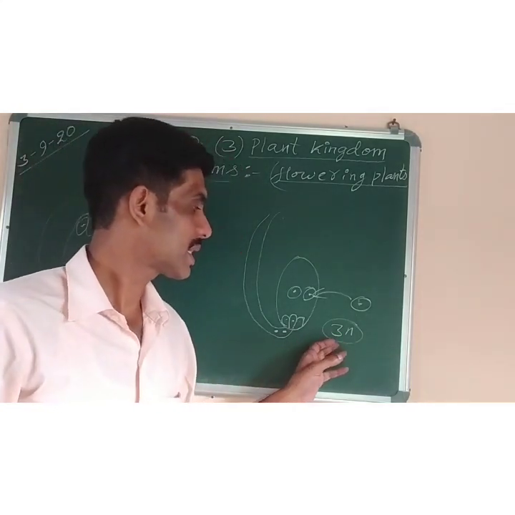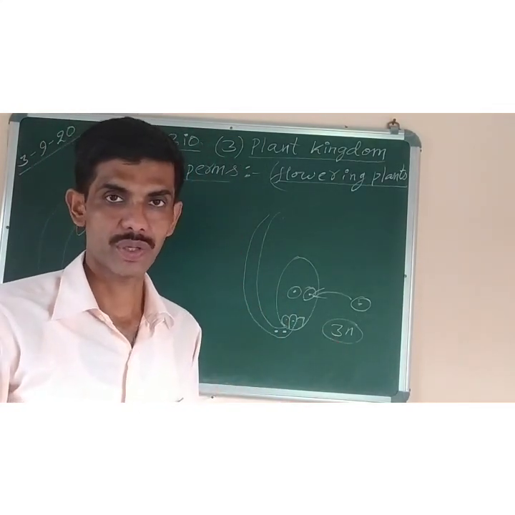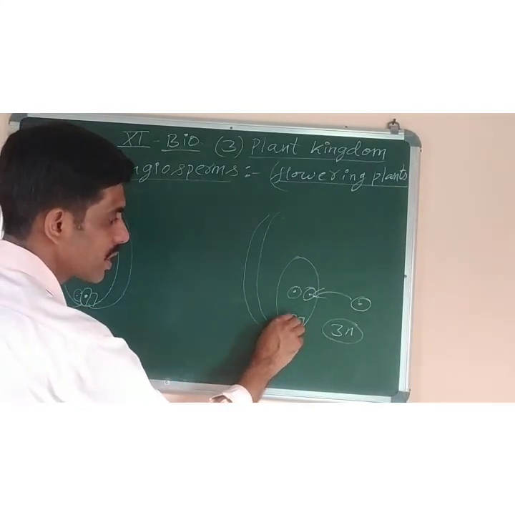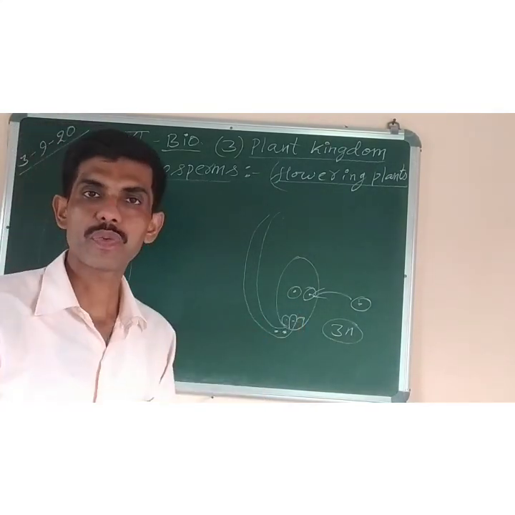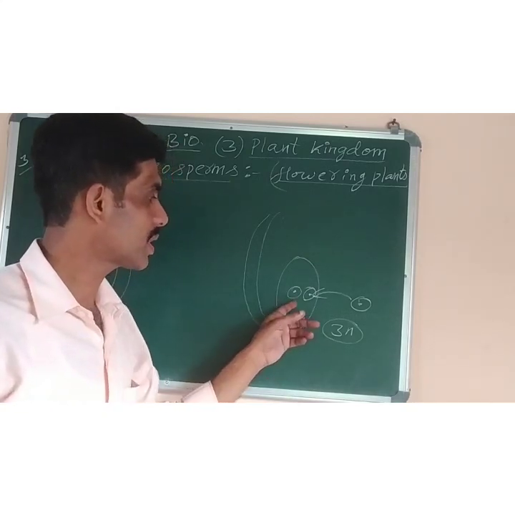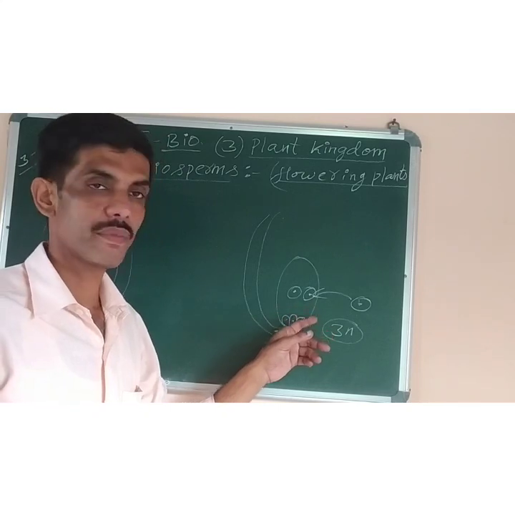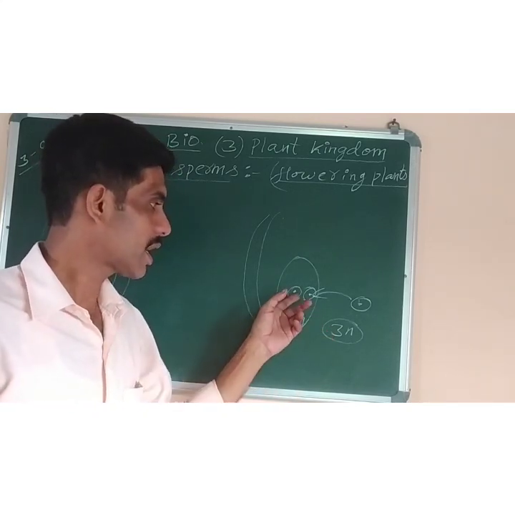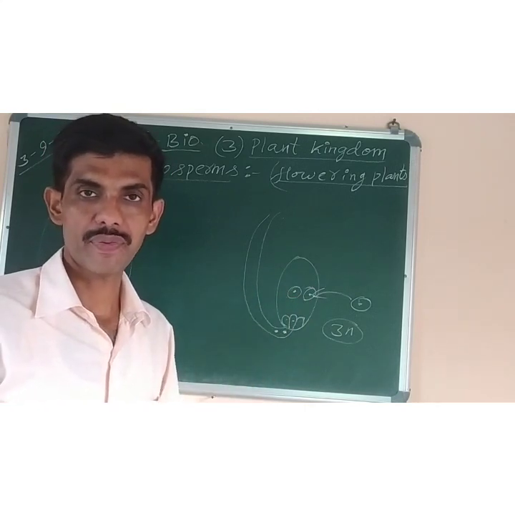Now what I was saying, what is the meaning of double fertilization? Double fertilization means that one male gamete fuses with the egg cell to form the zygote, and the second male gamete fuses with the secondary nucleus to form endosperm. So both the zygote and the endosperm are the two products which are formed.